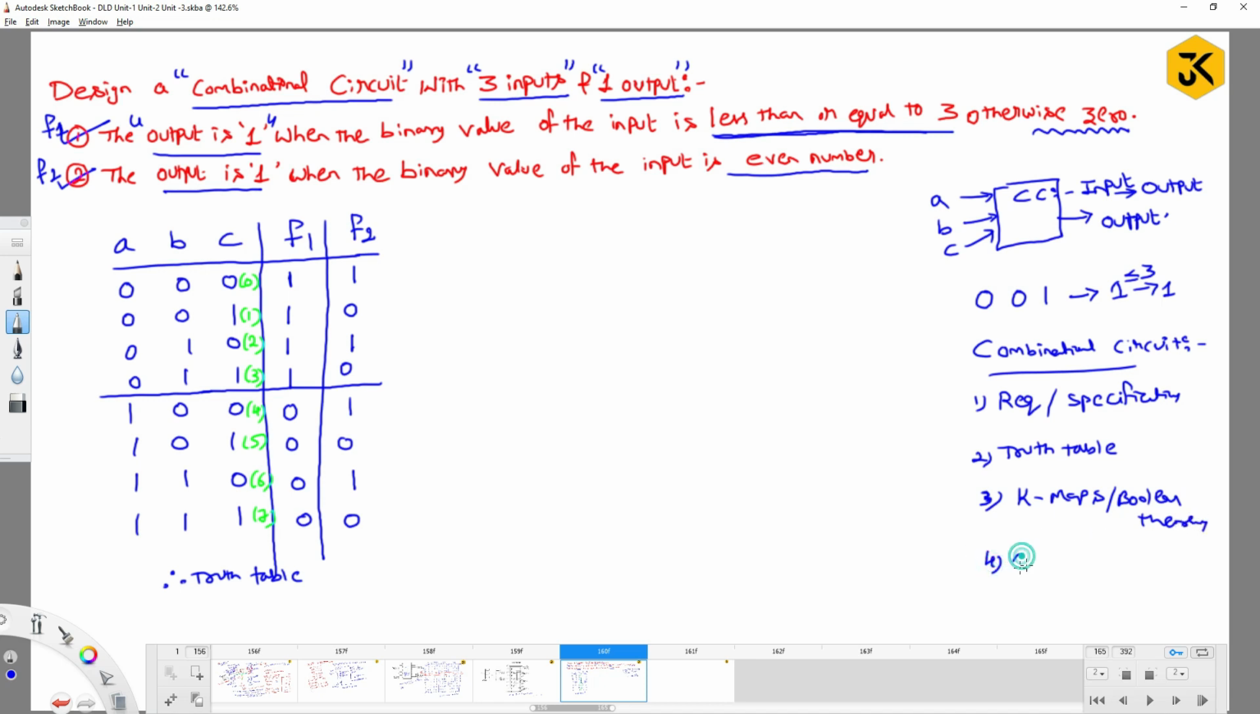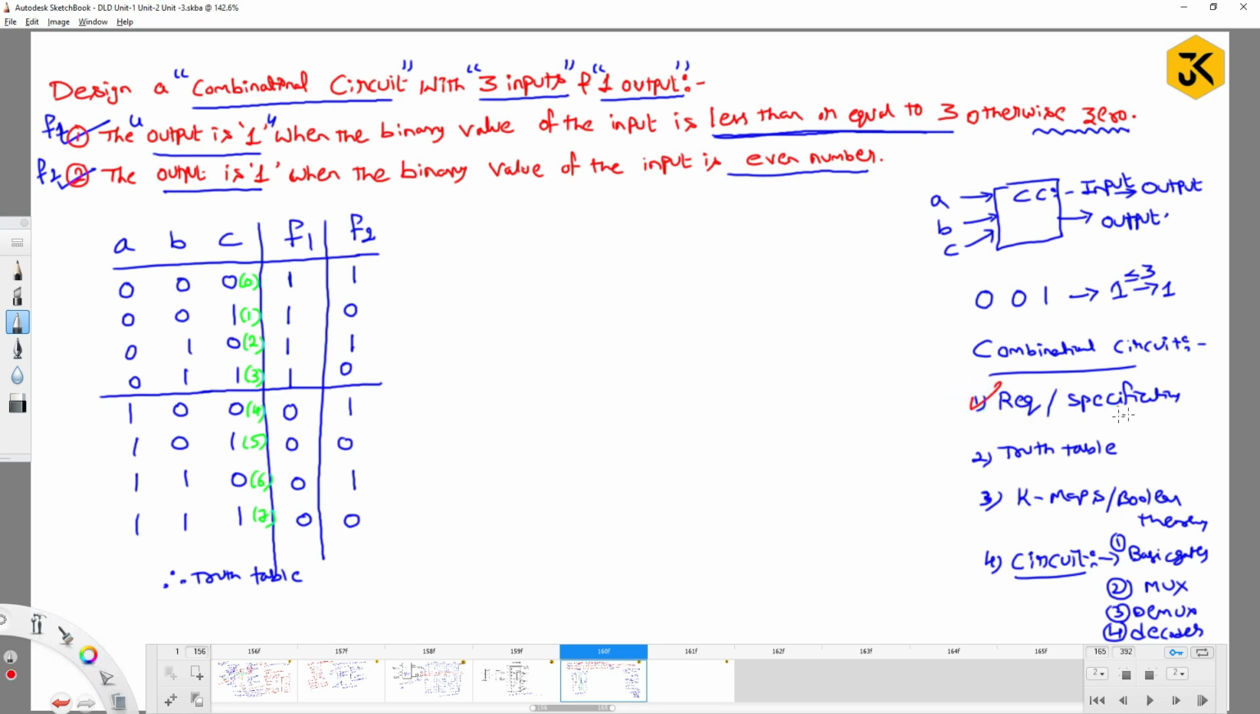Then finally, you are going to construct the circuit. Guys, this circuit you can construct either with the help of basic gates, which is one of the procedures, or you can construct it through a multiplexer, or through a demultiplexer, or through a decoder, right? Yes. Okay, fine.